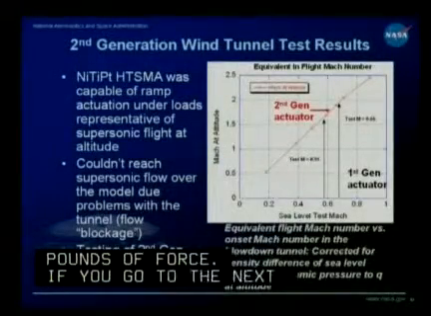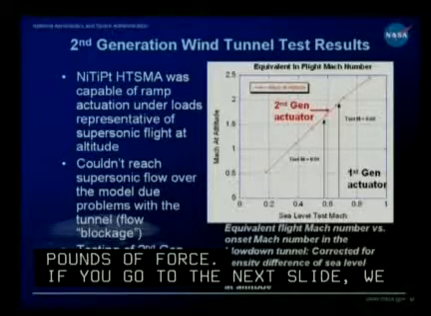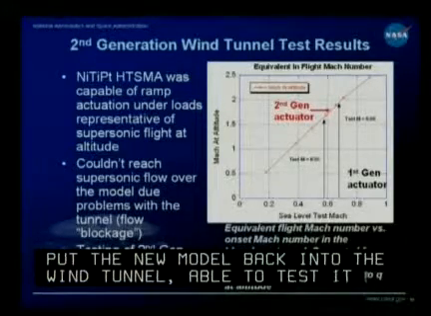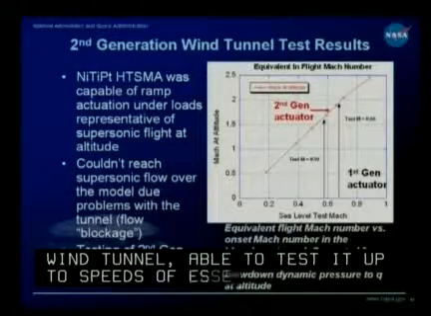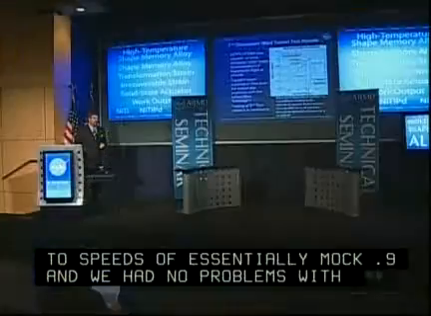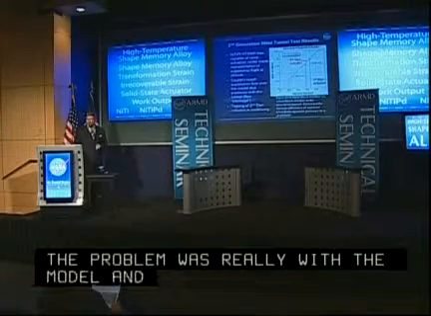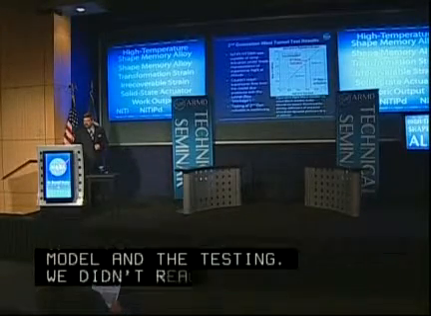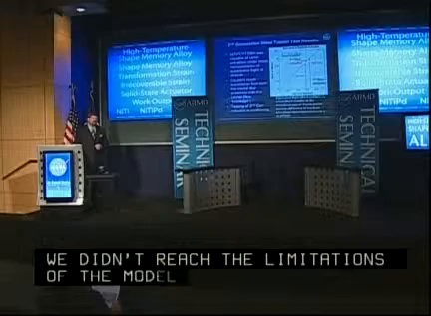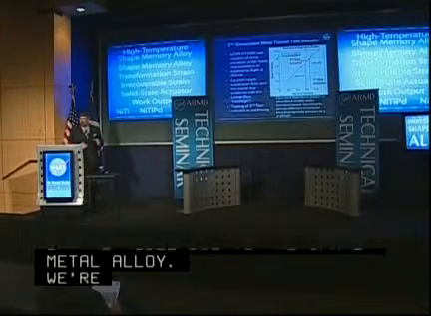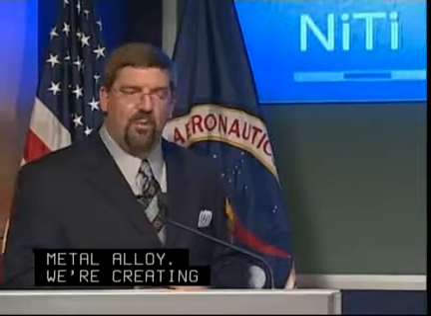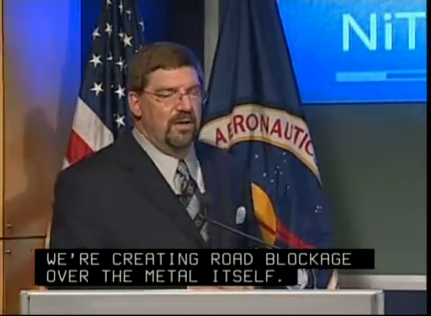So if you go to the next slide, we put the new model back into the wind tunnel. We were able to test it up to speeds of essentially Mach 0.9, and we had no problems with it. The problem was really with the model and the testing. We didn't reach the limitations of the model due to the shape memory alloy. What we did was we were creating blockage over the model itself, so we can never break supersonic over the model. So we're going to reconfigure the model itself and go back and do some additional testing for that.